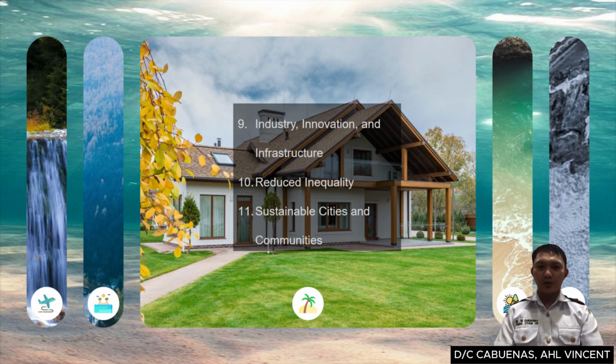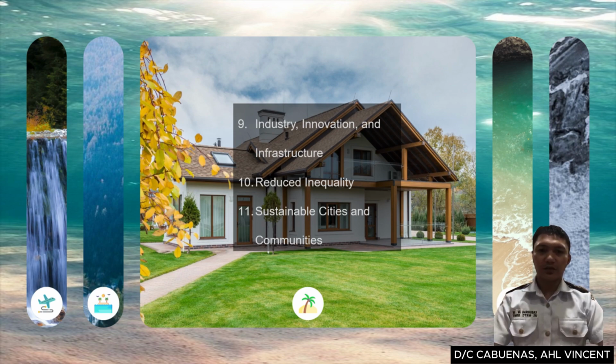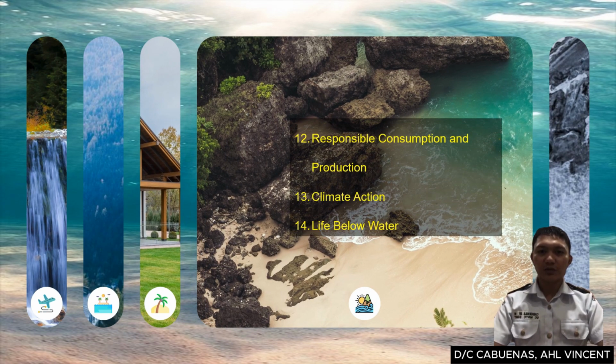10, reduce inequality. Reduce inequality within and among countries. 11, sustainable cities and communities. Make cities and human settlements inclusive, safe, resilient, and sustainable. 12, responsible consumption and production. Ensure sustainable consumption and production patterns. 13, climate action. Take urgent action to combat climate change and its impacts.